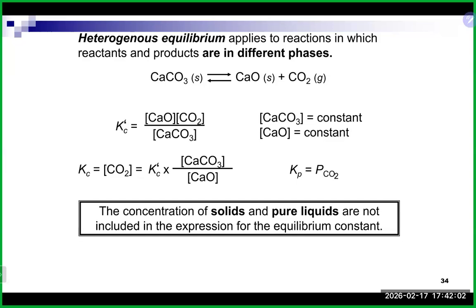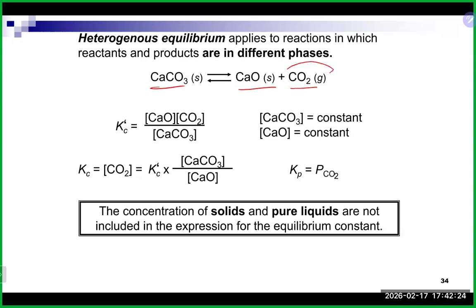And those two things are solids and liquids. Solids basically just sit there and don't really participate too much in the equilibrium, and the concentrations of liquids are typically pretty constant throughout the experiment. So if we have this reaction here, we want to write a proper K value for it.